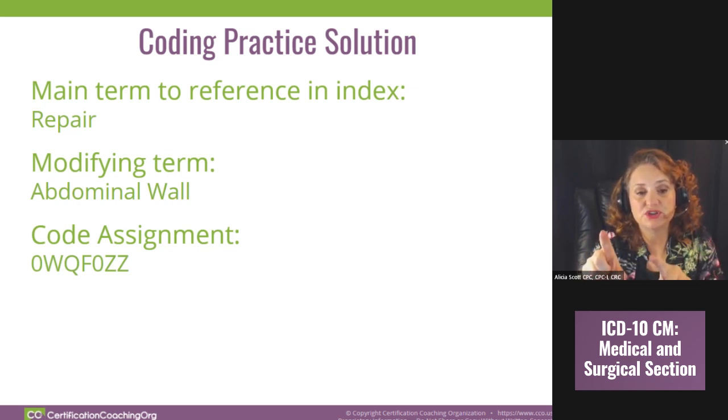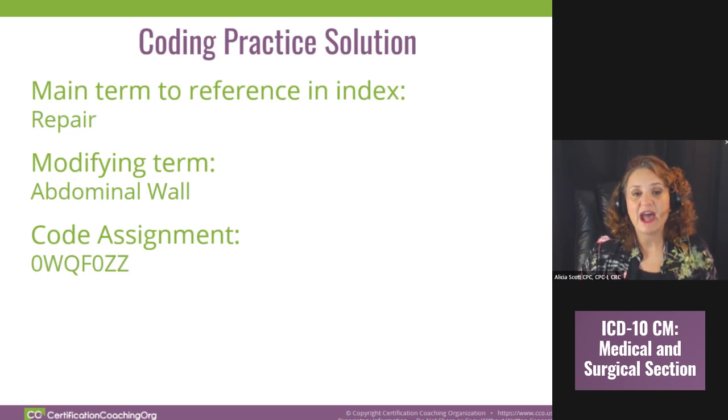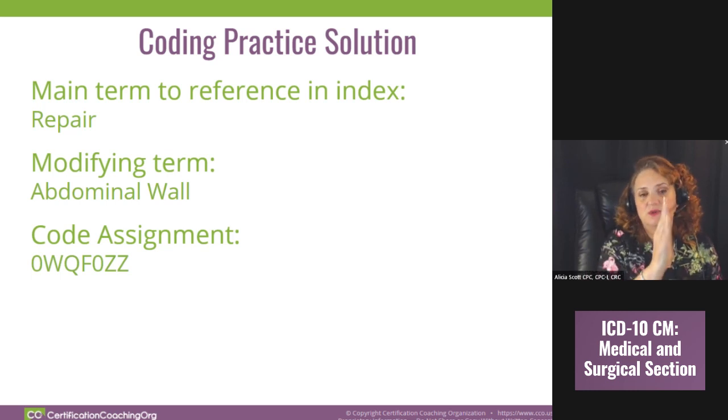when you go to look, you're going to go to 0WQ, where Q gives you the root operation because we're doing a repair. And then F is the abdominal wall. But because we don't have any more information, 0ZZ is what's given. But if you're actually putting in a device like a mesh, then it's not going to be 0ZZ, is it?